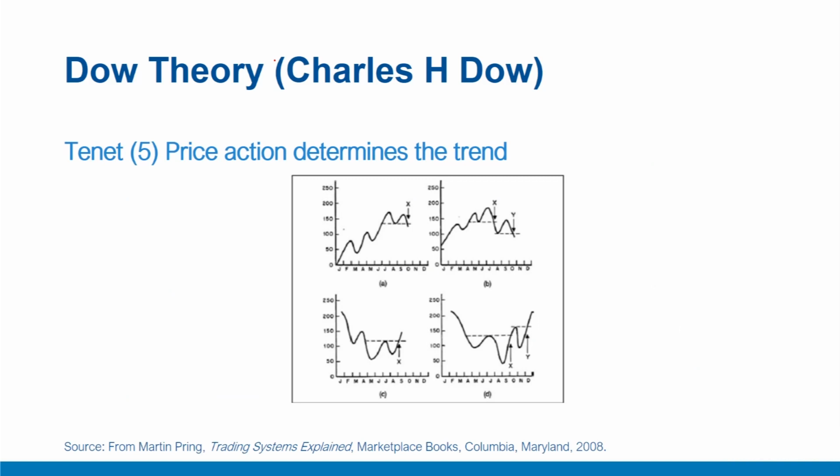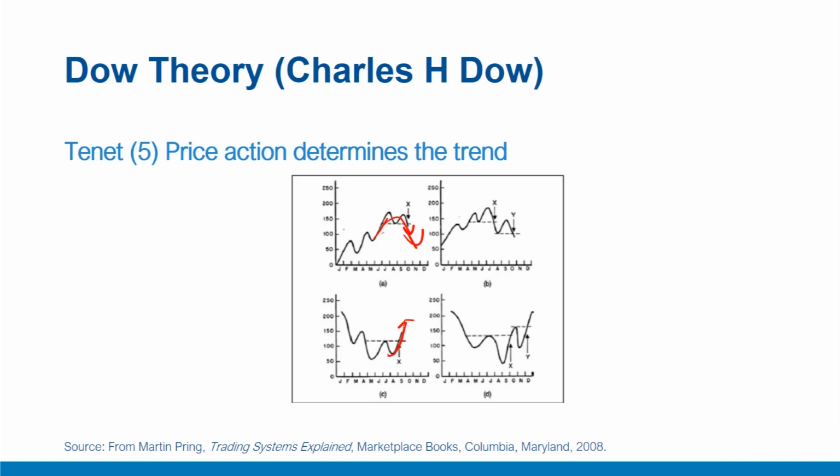The next tenet is that price action determines the trend. Bullish indications are given when successive rallies penetrate peaks while the trough of an intervening decline is above the preceding trough. For example, after rising to a peak, prices are crossing this line. This is a bullish move. Similarly, this one is a bearish move. Bearish indications come from a series of declining peaks and troughs.